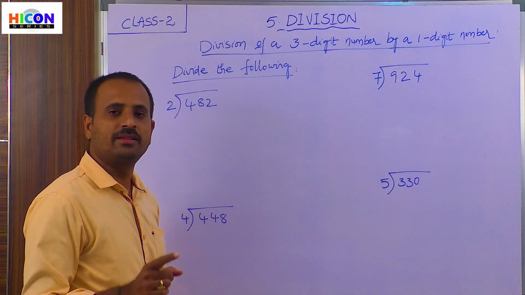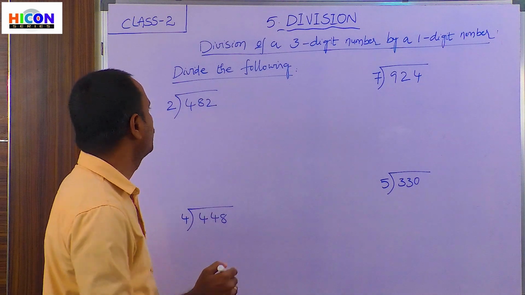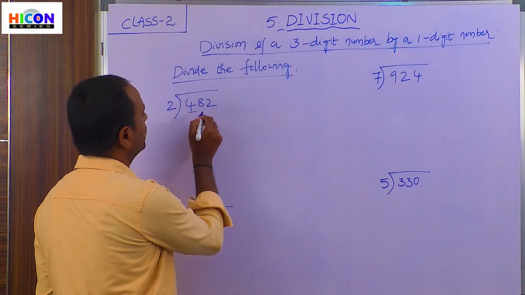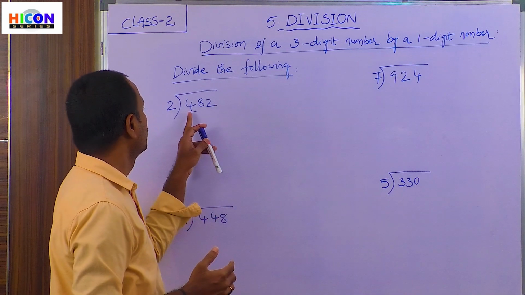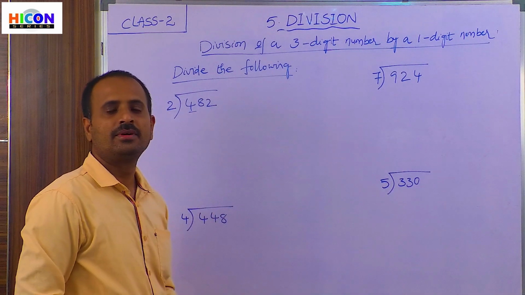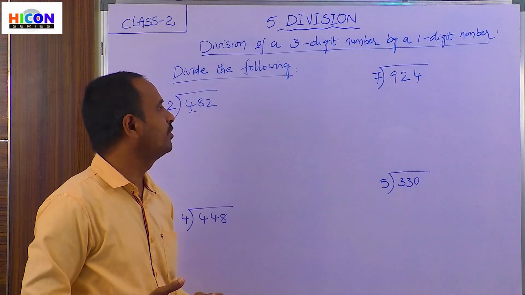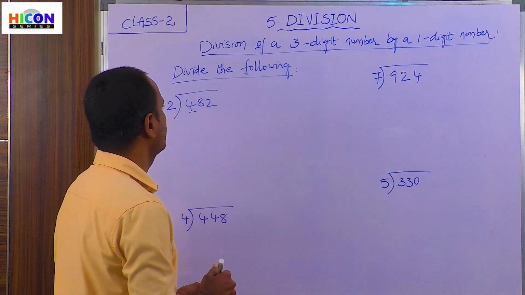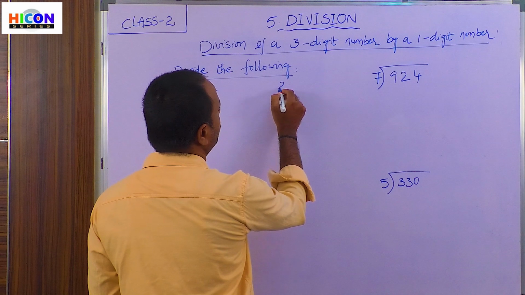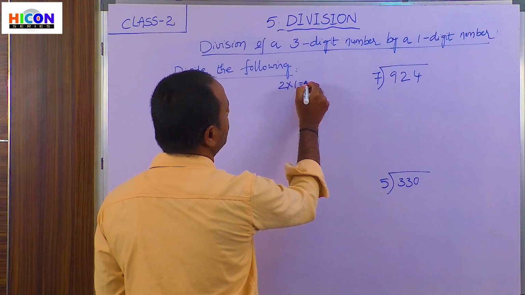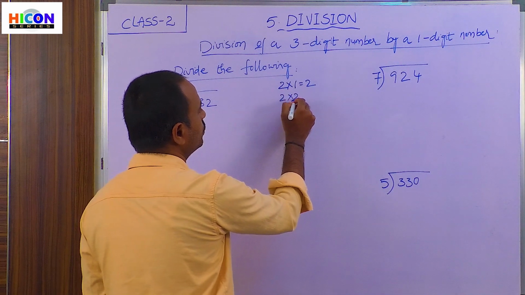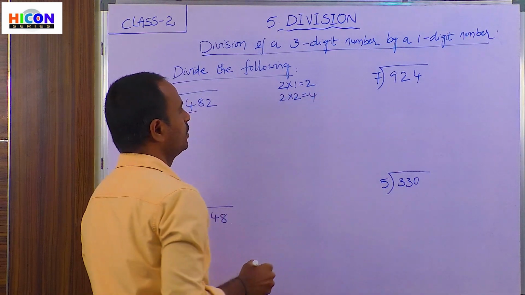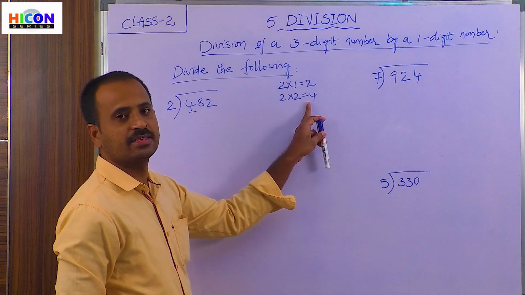So now take the first digit in the dividend. What is the first digit in the dividend? So 4 is the first digit. Let us find when the number 4 comes in the second table. So let us recall the second table here. That is, take 1 time. So 2 1s are 2. And now take 2 times. 2 2s are 4. So now we have got the number 4 in the second table.